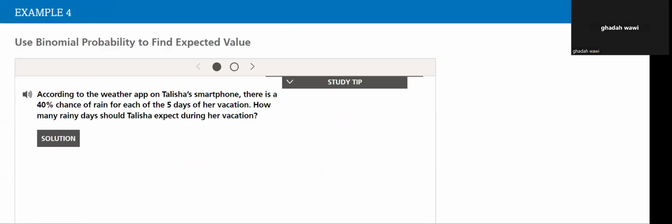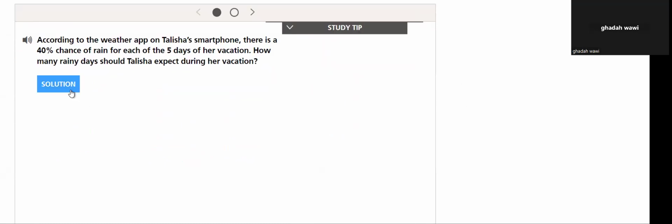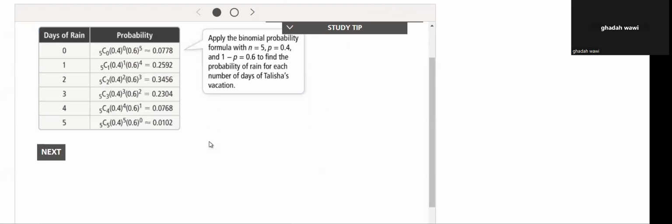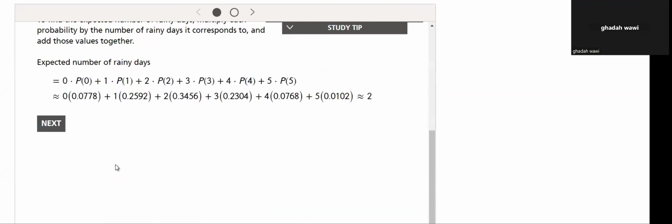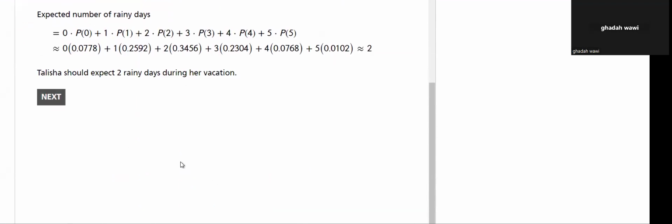Then the most important thing is to use binomial probability to find the expected value. We will learn about binomial probability. How is it done? As you can see here. What is it? Binomial distribution: a special relationship exists for the expected value for any binomial distribution. The rule is the expected value is equal to n trials times the probability.